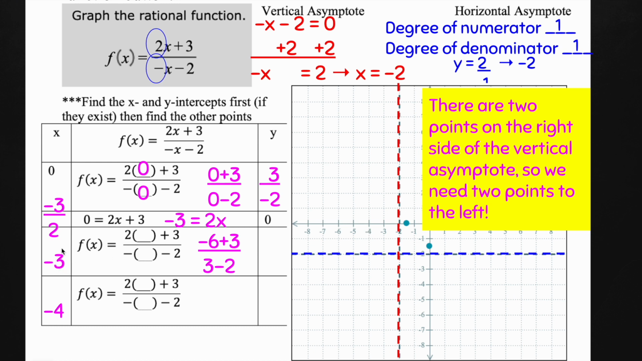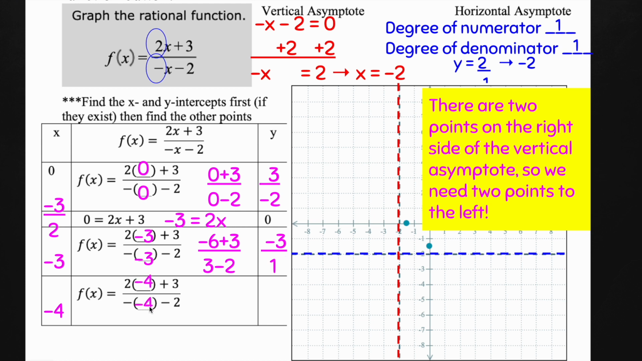Okay, so now we're going to plug negative 3 in here. And you can already see this was filled in beforehand. So 2 times negative 3 is negative 6 plus 3. Negative 3 is positive 3 minus 2. So negative 6 plus 3, that gets me negative 3. And 3 minus 2 is 1, which is really just negative 3. So it's negative 3, negative 3.